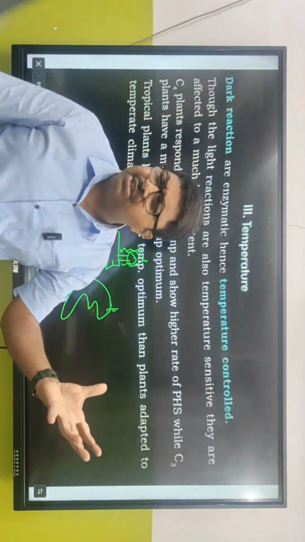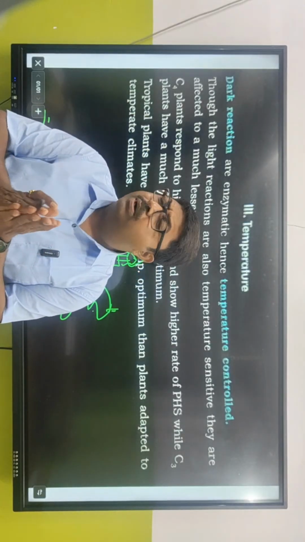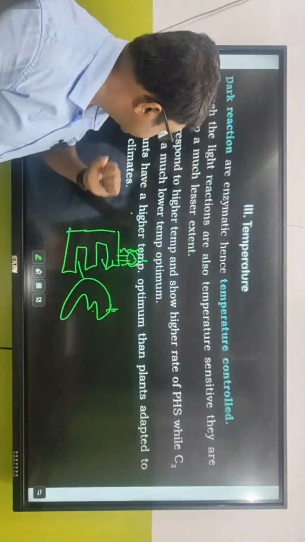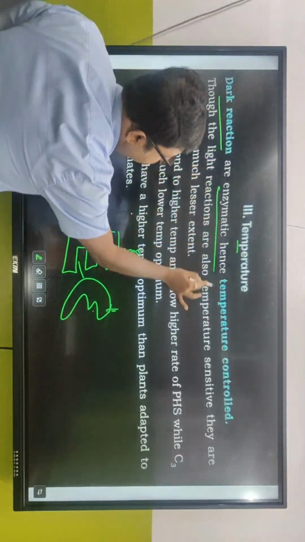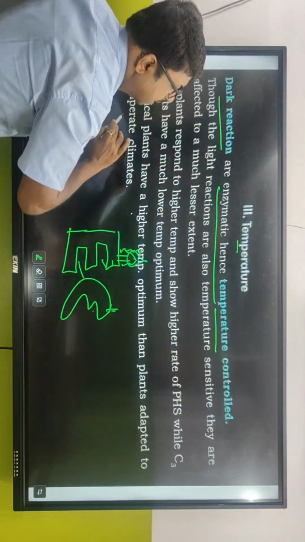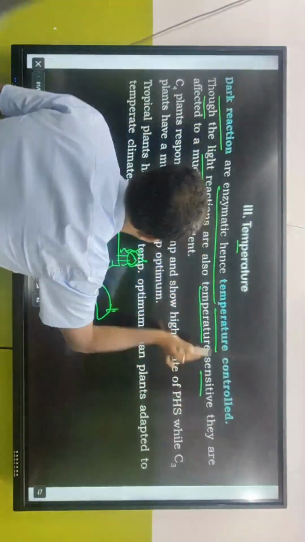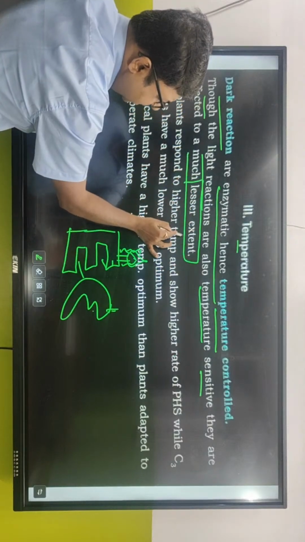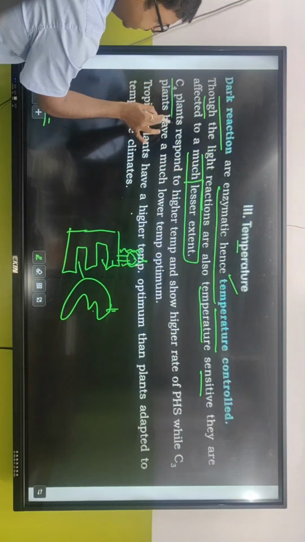So more the temperature, the active site of the enzyme is going to get disrupted. So what is going to happen? The effectivity is going to come down. হয়েছে এটা? তাহলে দেখ টেম্পারেচার ডিপেন্ড করে। ডার্ক রিঅ্যাকশন এনজাইমেটিক, হেন্স টেম্পারেচার controlled. Though the light reactions are also temperature sensitive, they are affected to a much lesser extent. The dark reaction is basically affected because it is completely enzymatic activity.